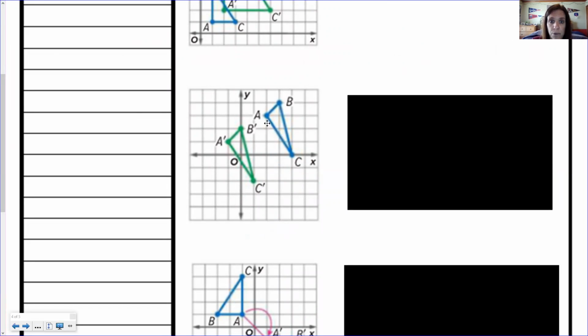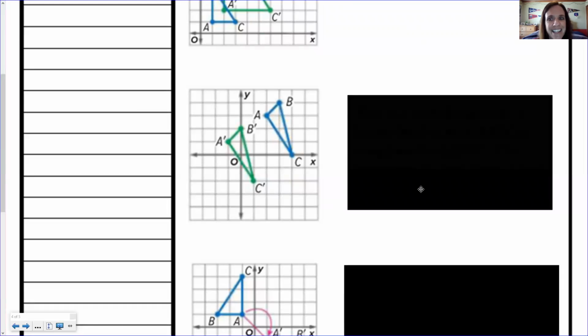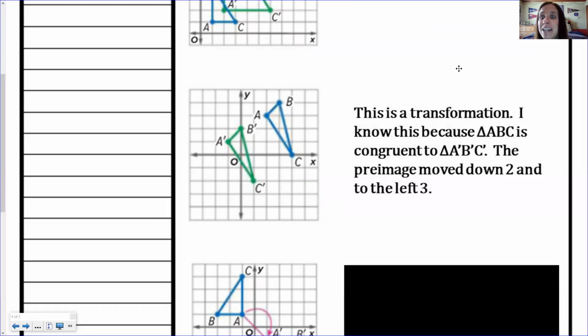Our original is triangle ABC. And then we have triangle A prime, B prime, C prime in green. If you said a translation, that should say a translation, you are correct. I know this is a translation because triangle ABC is congruent to A prime, B prime, C prime. The pre-image moved down 2 and to the left 3.